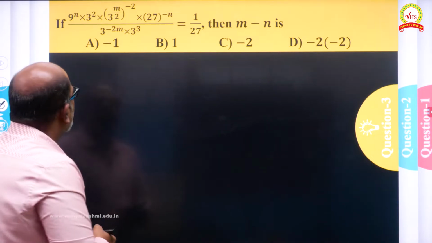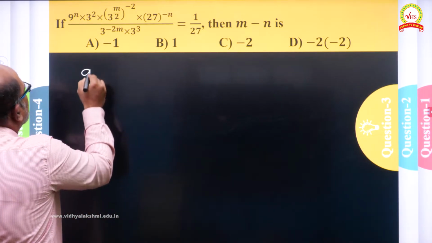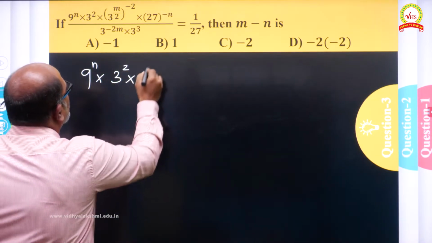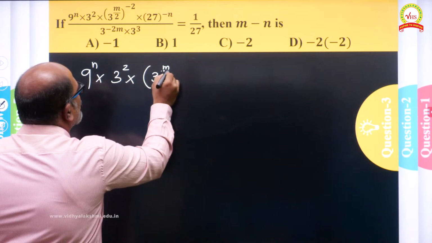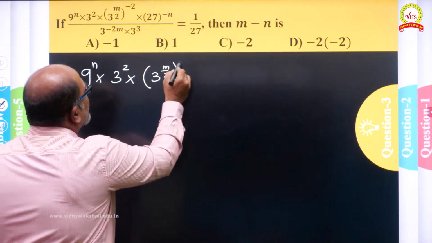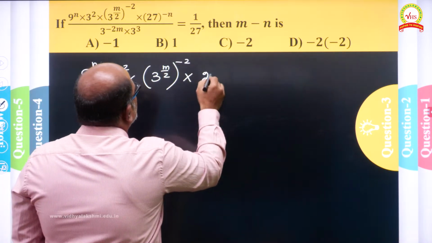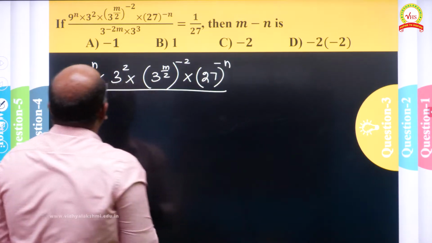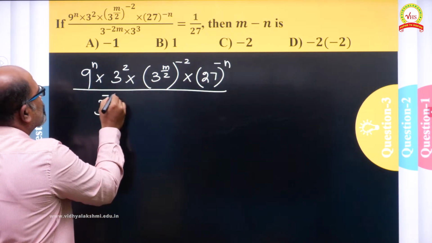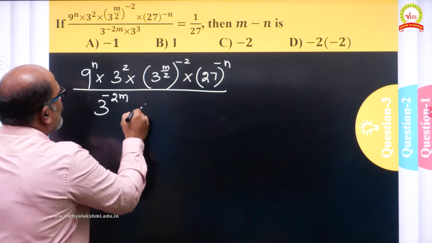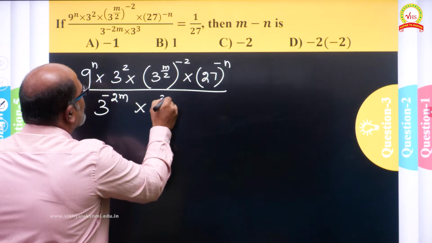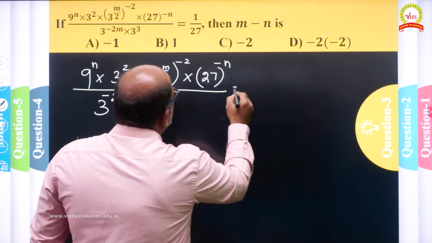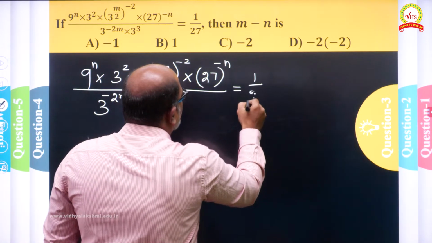Yes, let me take the question carefully now. (9^n × 3^2 × 3^(m/2))^(-2) × 27^(-n), the whole divided by 3^(-2m) × 3^3. Okay, that's all about the left hand side, and in the right hand side this whole thing is equated with 1/27.